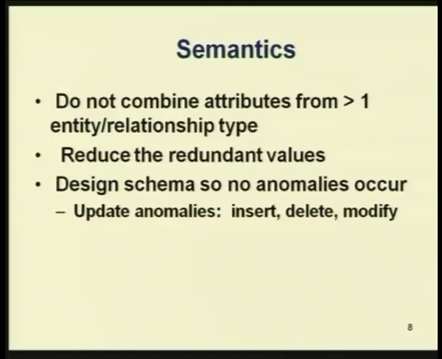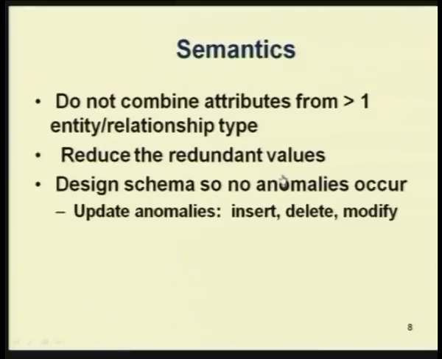You must not combine attributes from more than one entity or relation type. That does not make the semantics clean. For example, in an employee table, you must not suddenly include the address of the employee's employer. The address of the employer should not come there. There should be a grouping of attributes associated with a single entity in a table. That is basically how you do the design. You should not mix up attributes of different entities, because then it does not make sense. So, that is the basics of the semantics.